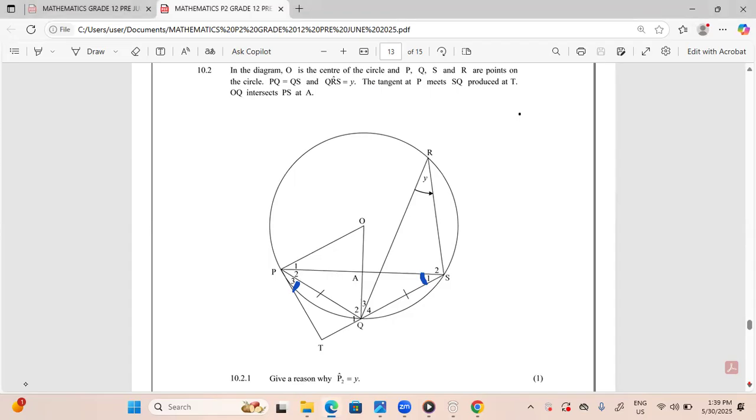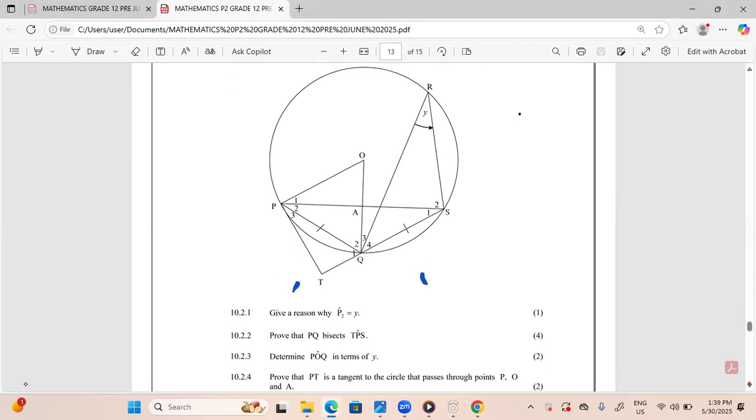Grade 12. Give a reason why P2 equals Y. Now we start answering the question. After the interpretation, give a reason why P2 equals Y. Let's check. Okay, why is P2 equal to Y, and it's 1 mark?